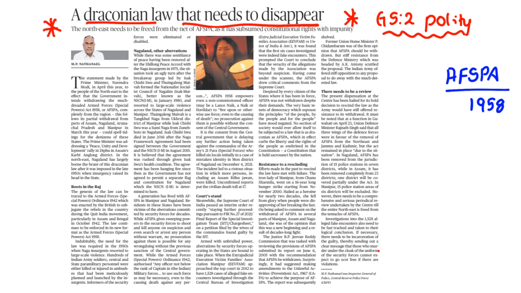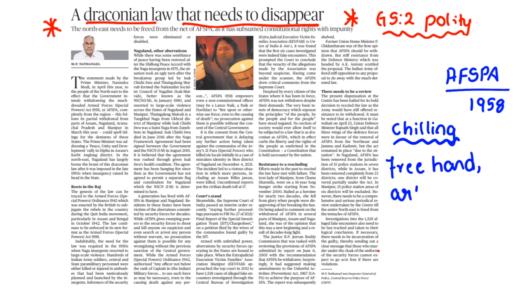Then what is this chilling effect? The chilling effect means the dangerous effect. How can you call this a dangerous effect? See, under AFSPA, the Armed Forces Special Powers Act, the special forces were given a free hand. Special forces were given a free hand and they can deliver whatever they want. It means they have been given arbitrary nature in decision making.